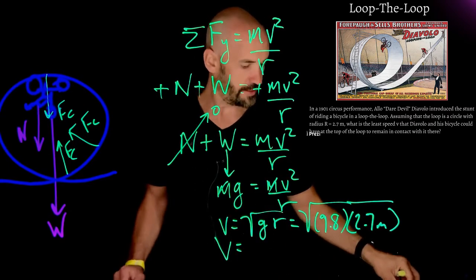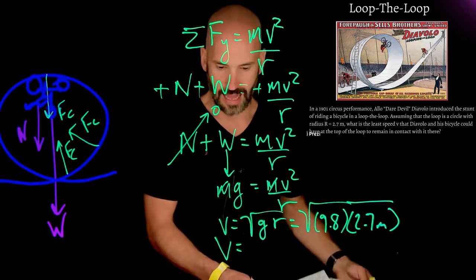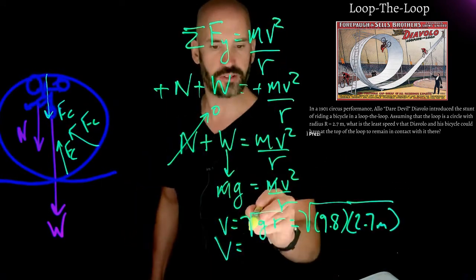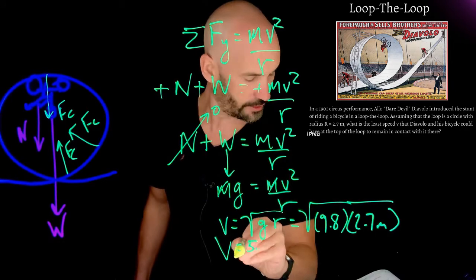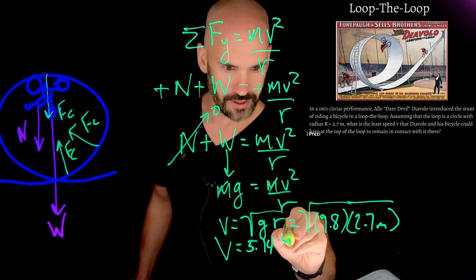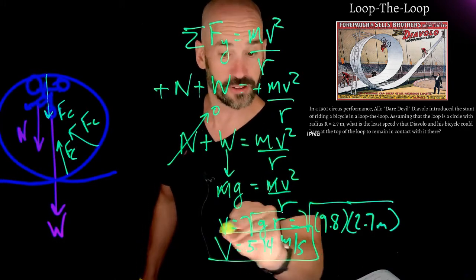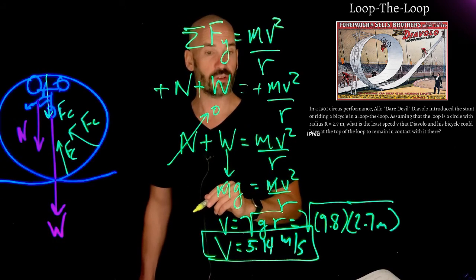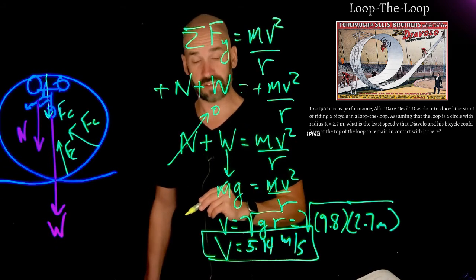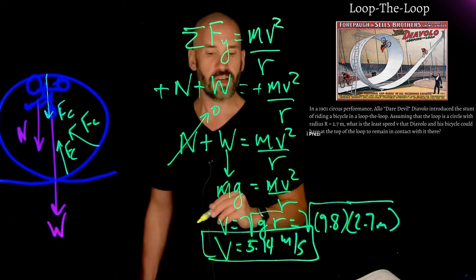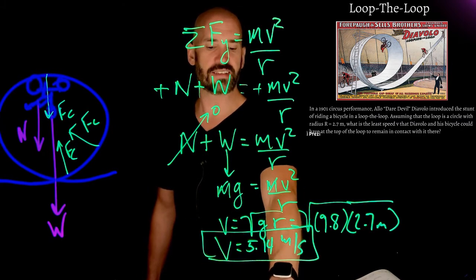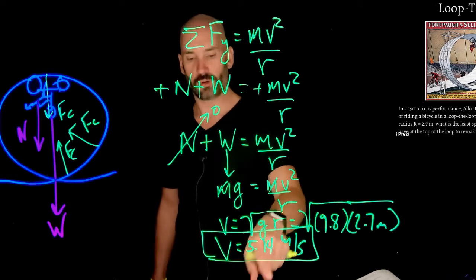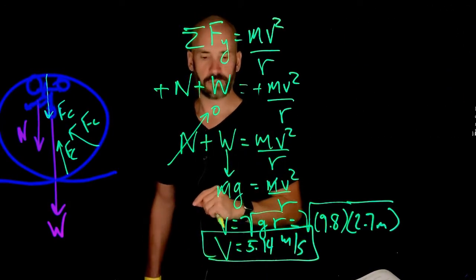All right, this fellow, Diavolo, must get his bike to a speed of 5.14 meters per second, which isn't trivial. That's almost 20 feet per second. That's really fast, especially for a bike, which is why, as you can see, he needs to start off from a high position so that he can gain the velocity required to get him around the loop-de-loop.